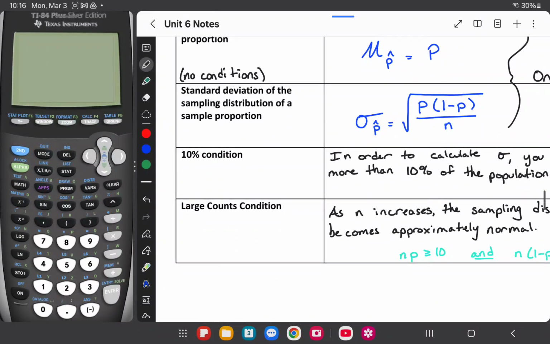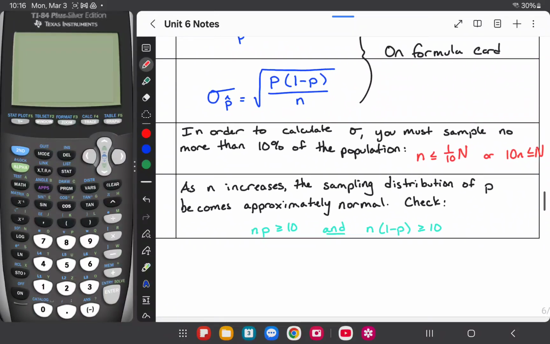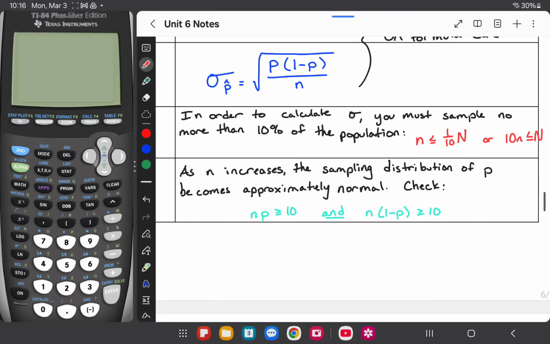Now, here is one of the drawbacks to standard deviation: once again, there's a condition that must be met for this. If you remember, there was the condition of independence when we talked about how to combine random variables. Now that condition is what's called the 10% condition. So let's see what that says. It says that in order to calculate your standard deviation, you must sample no more than 10% of your population.